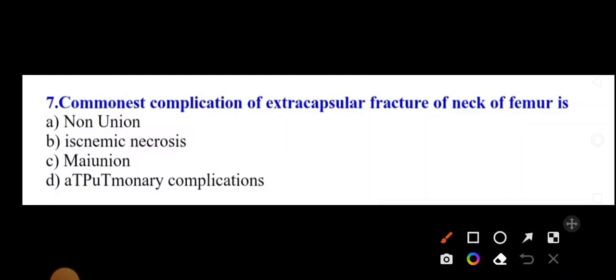Now, the commonest complication of extracapsular fracture of neck of femur is non-union, ischemic necrosis, malunion, or so all options in front of you. So guys, here the best answer is malunion. Malunion is the commonest complication of extracapsular fracture neck of femur.